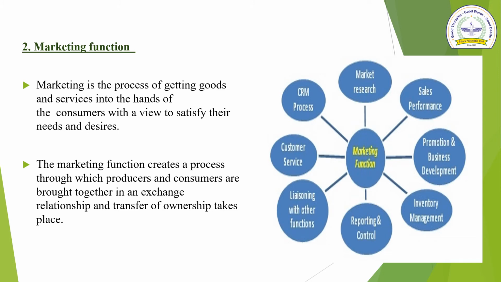The marketing function creates a process through which producers and consumers are brought together in an exchange relationship and transfer of ownership takes place. So what is the marketing function actually? It is a process through which the goods are transferred from the manufacturer to the consumer. And here you can see that a transfer of ownership of goods is being done from the producer to the consumer.